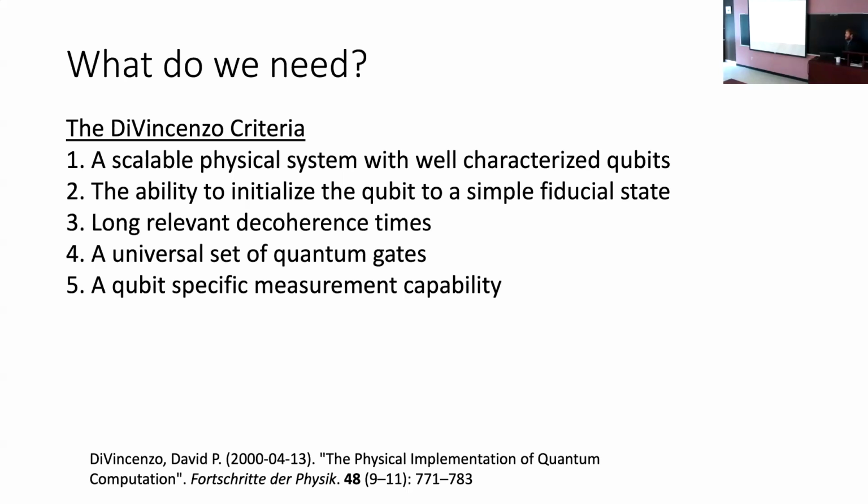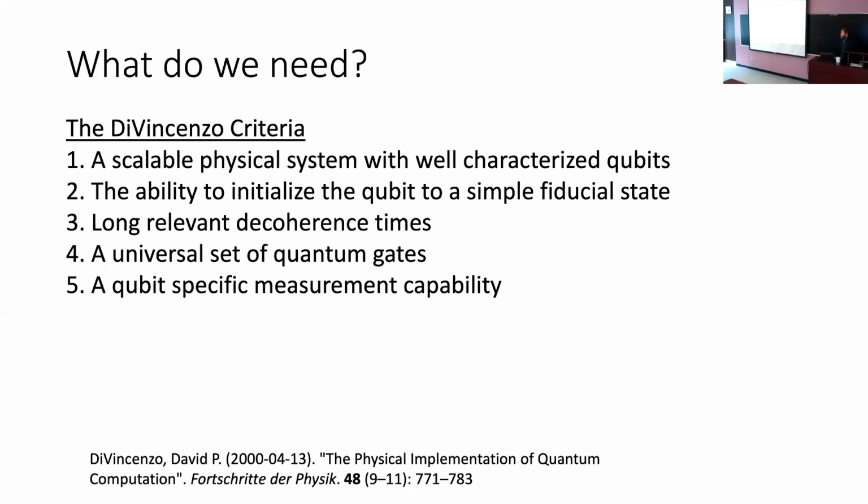We need long relevant decoherence times. So basically that says that if we store information in a bit of the computer, we better be able to store that information for a time that's long relative to the time at which we need that information. So we've got to be able to store information for a time that's long compared to the length of the algorithm. Otherwise, if we're losing the information, if bits are randomly scrambling throughout our calculation, it's going to be a problem.